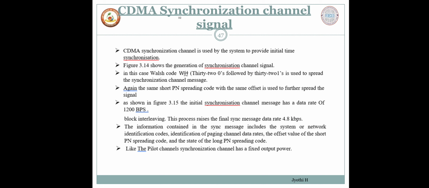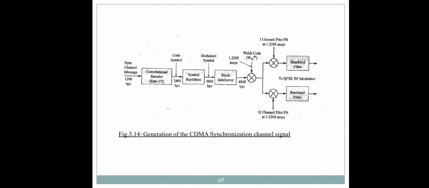The block interleaving process produces the final synchronization messages at the rate of 4.8 kilobits per second. The information contained in the synchronization message includes the system or network identification codes, identification of paging channel data rates, the offset value of the short PN spreading code, and the state of the long PN spreading code. The pilot channel and the synchronization channel have fixed output power.